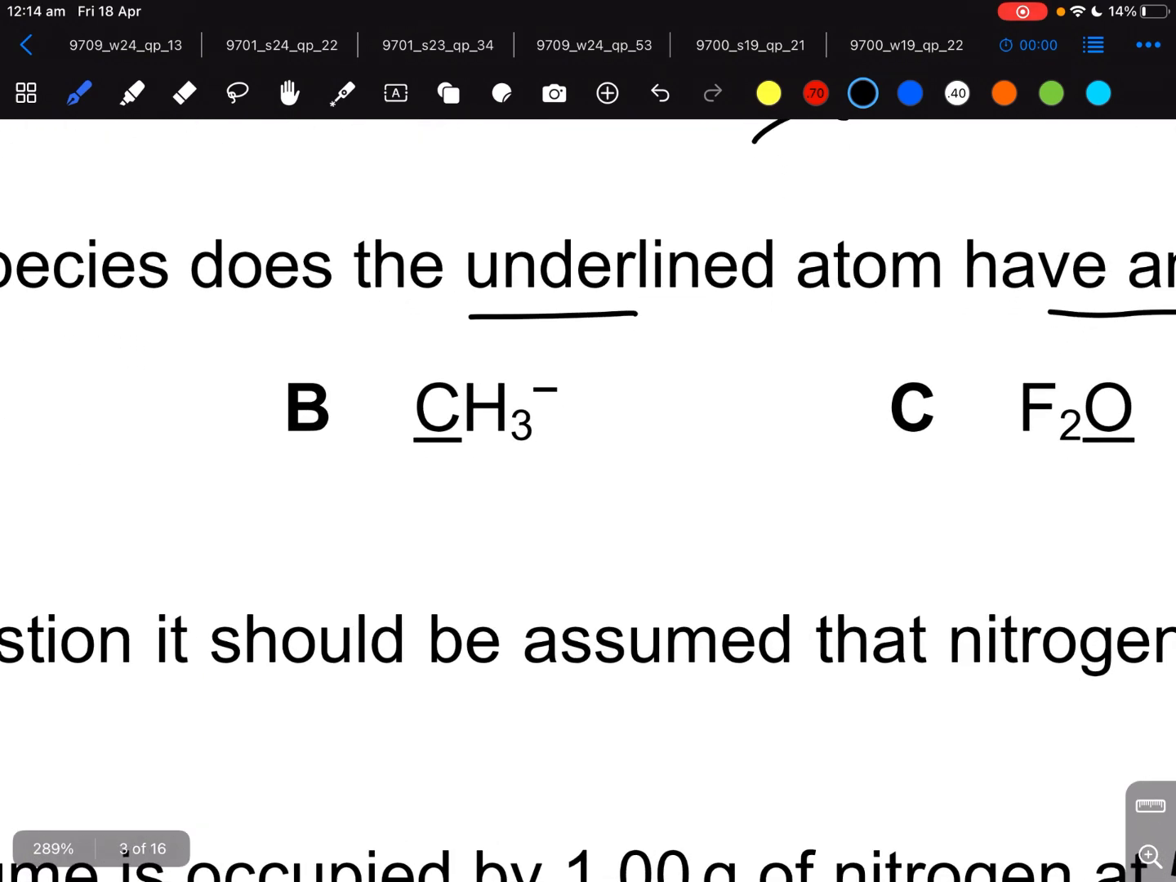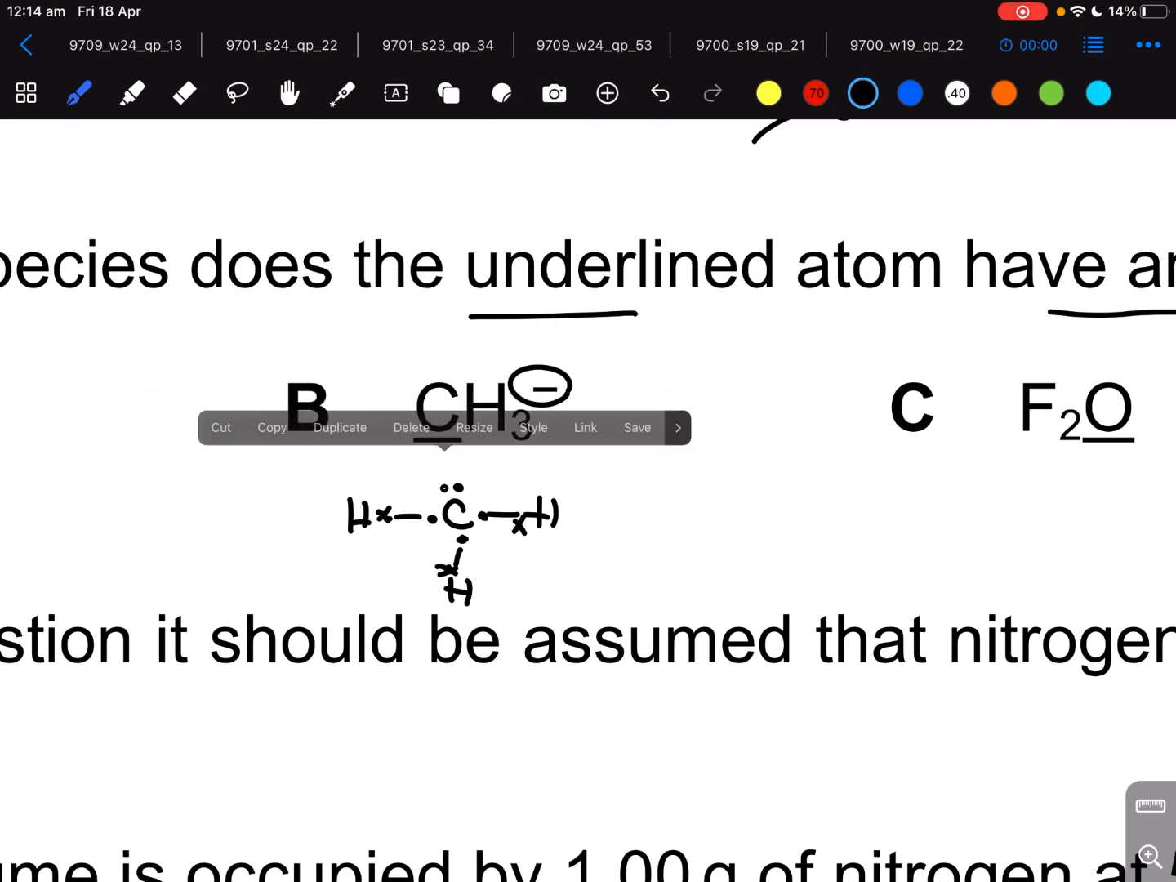CH3 minus. So let's look at CH3. Bonds here. And then carbon has 4 outer shell electrons, so here's 1 more. And then it has now 1, 2, 3, 4, 5, 6, 7. And then it gains 1 more from an external source, so now it has 8. So it has a full outer shell.